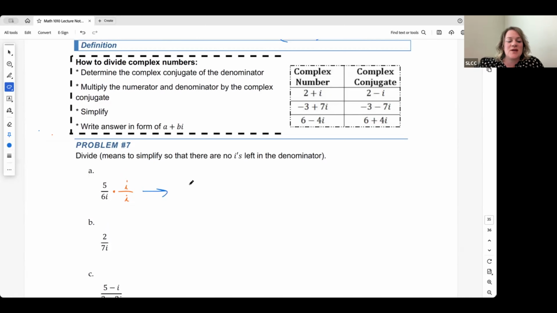So I see that this becomes in the numerator 5i and in the denominator 6i squared. Remember, you never write i squared, you write -1. So this becomes -5 over 6, times i. No i's in the denominator. All right, let's try B.